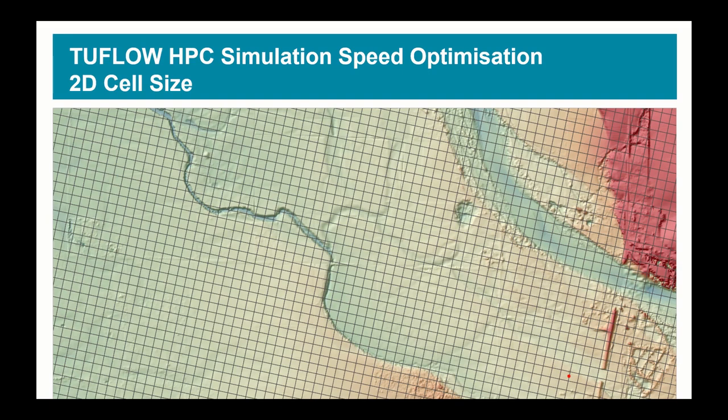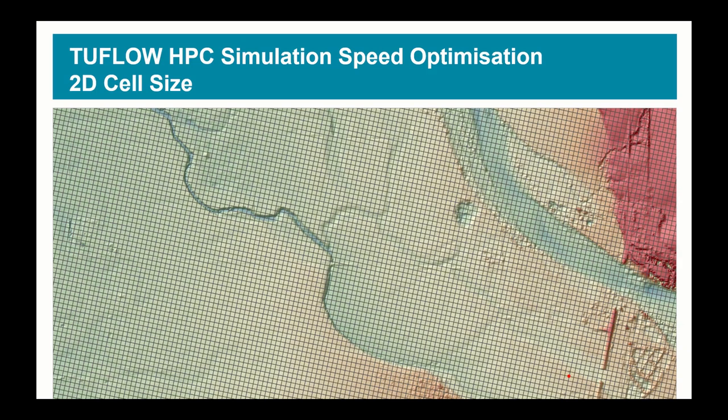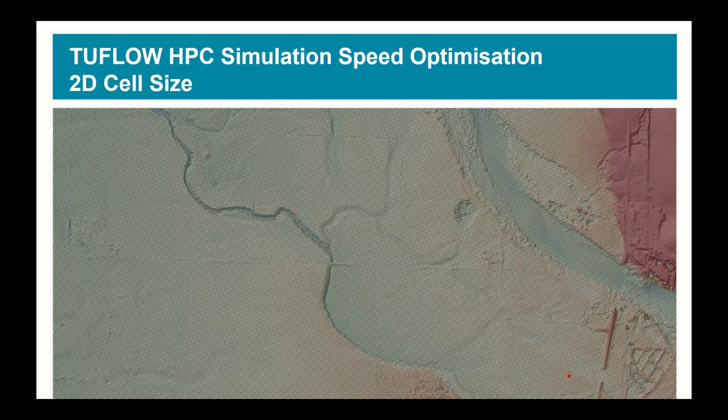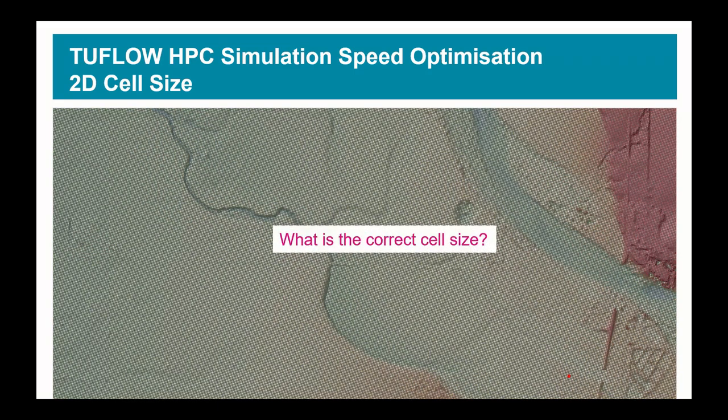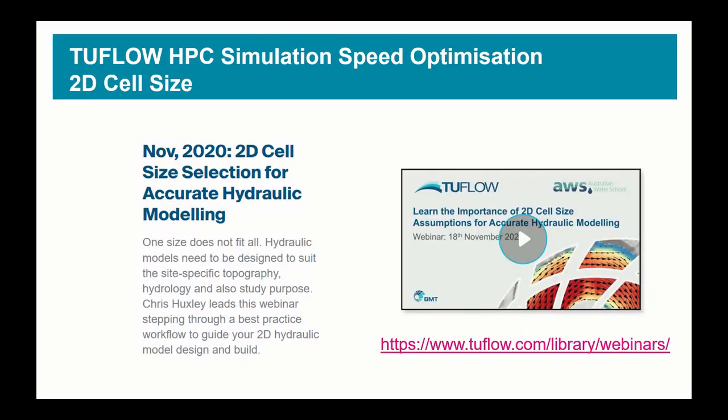The next item of discussion is 2D cell size. Here I've zoomed into my area of interest, and the question is, how small do I need to model the cell size? If you're not familiar with this topic, I strongly recommend going to the webinars page of our website and watching the cell size assumptions webinar from 2020. There'll be about an hour-long presentation that talks through this concept in detail.